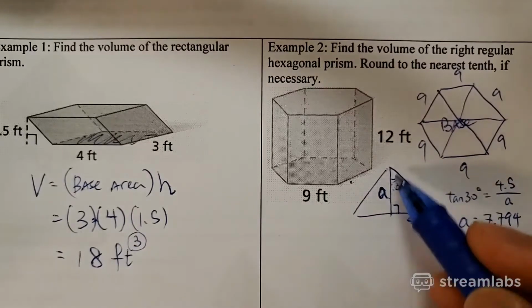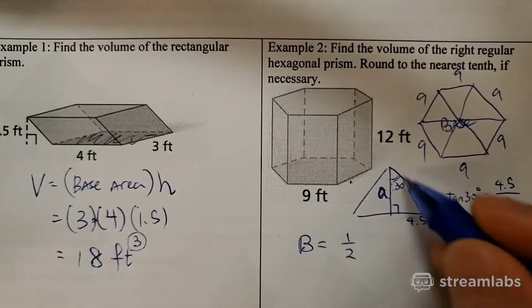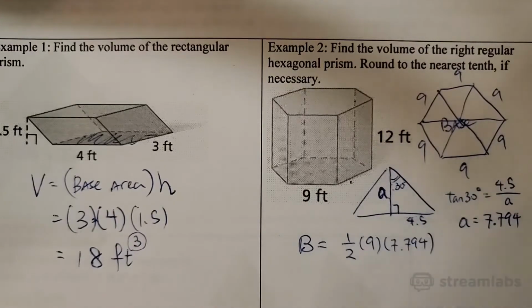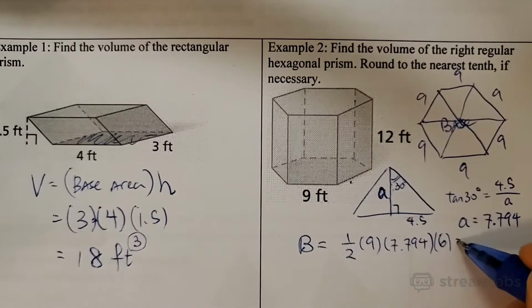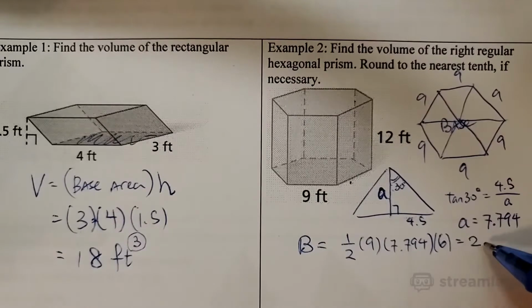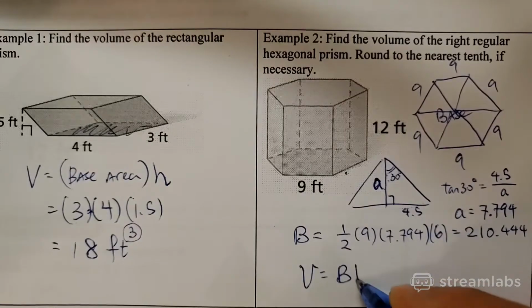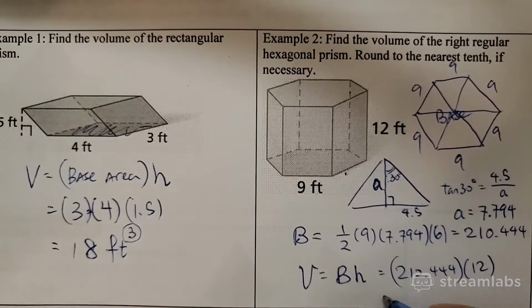Okay. Then what do we do? Calculate area of a triangle, right? So base area is equal to 1/2 base 9, height is A, which is 7.794. How many do I have? I have 6 of them, so times 6. So base area turns out to be 210.444, something like that. Okay. That's base area, right? Then the volume will be base area times height, which is 210.444 times 12.